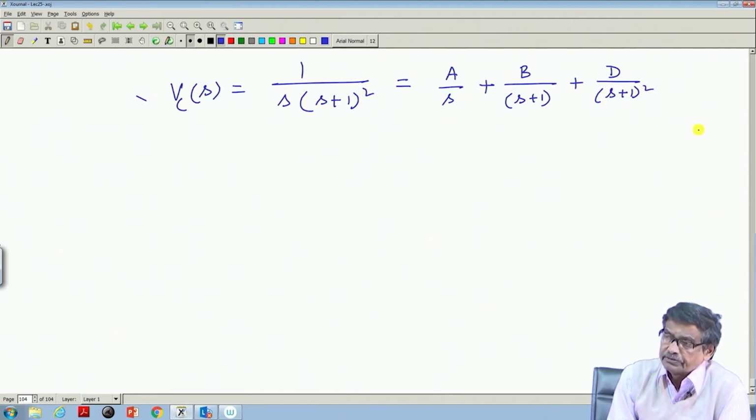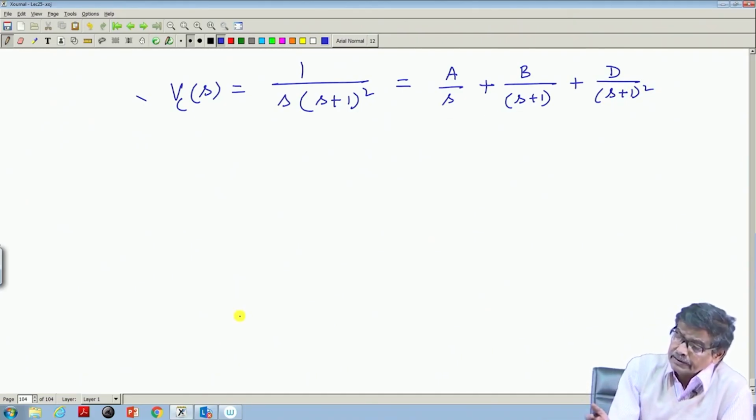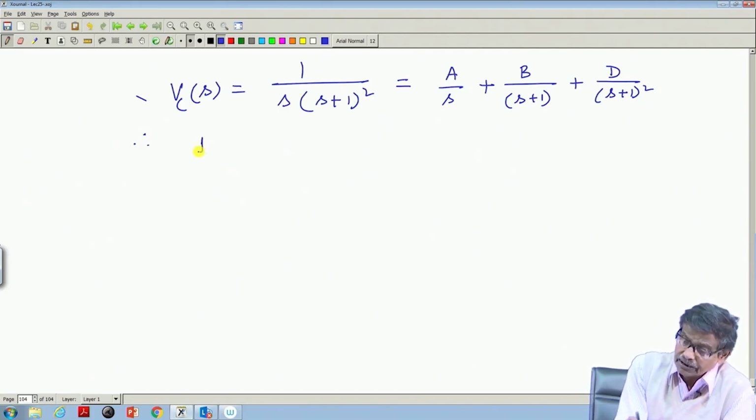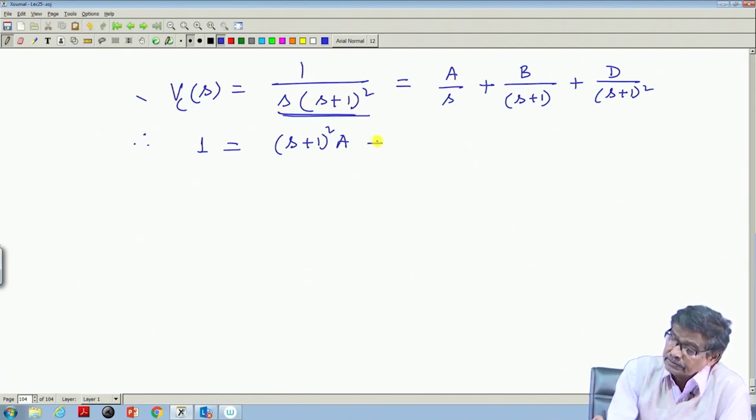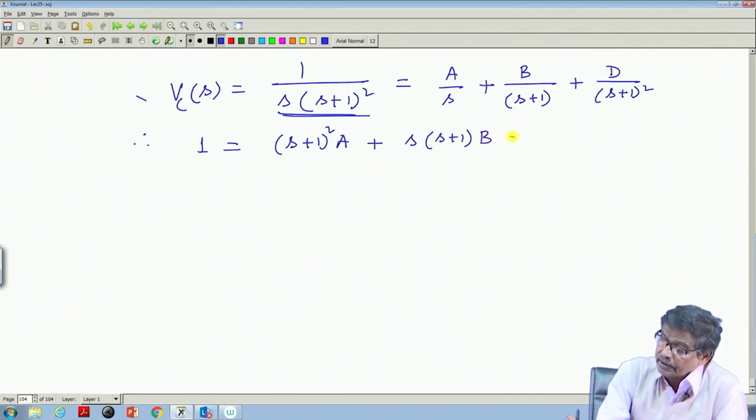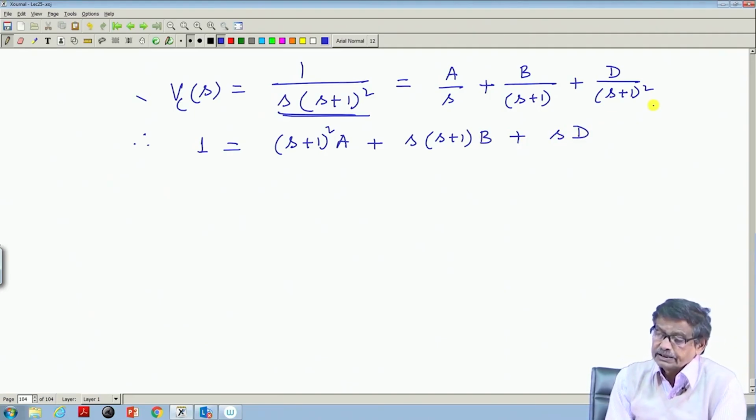This will be the partial fraction. And so, multiply with this thing. So, let me very quickly try to do this, so that something goes to your head. Multiply both the sides with this factor, plus it will be s into s plus 1 into b plus s into d. This will be the thing. We have to find out a, b and d.